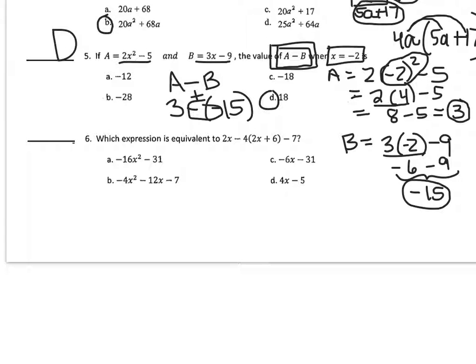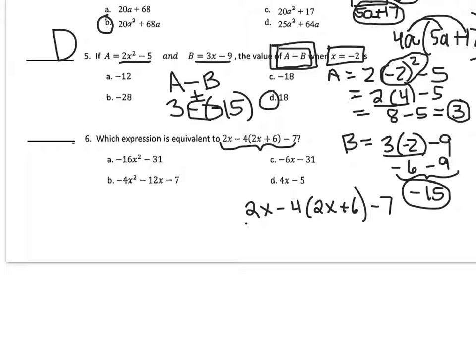For number 6, you're again asked to find an equivalent expression. The second you see there's parentheses in it, and there's no parentheses in the answer choices, that kind of tells you you're going to need to simplify by distributing. So I'm going to rewrite this down here. I'm going to ignore those answer choices for a bit.